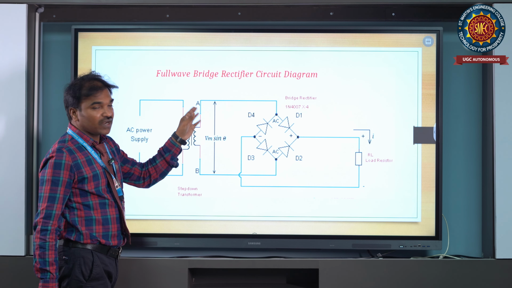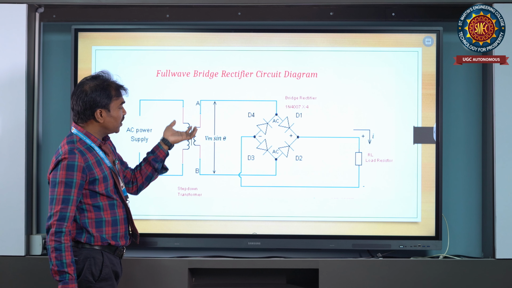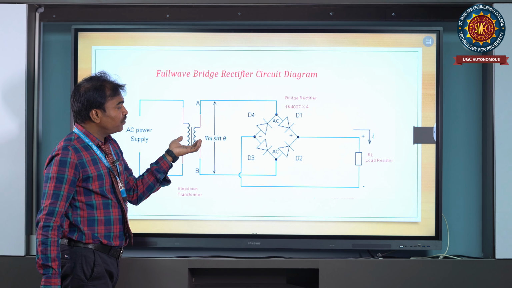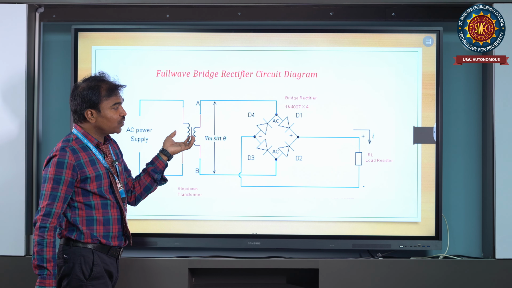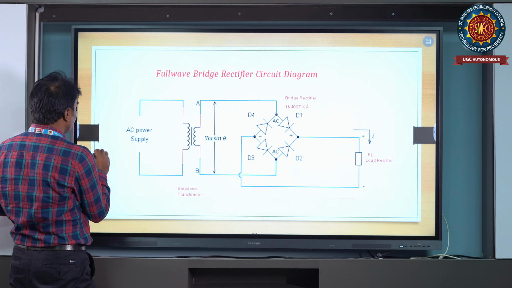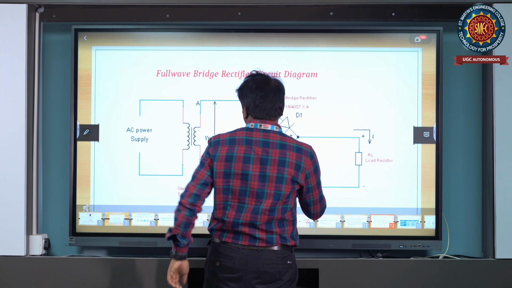So what is the disadvantage of the full wave rectifier? Here a center tap transformer is used. That is the biggest disadvantage, it is costly. So to overcome that, we are using this one.